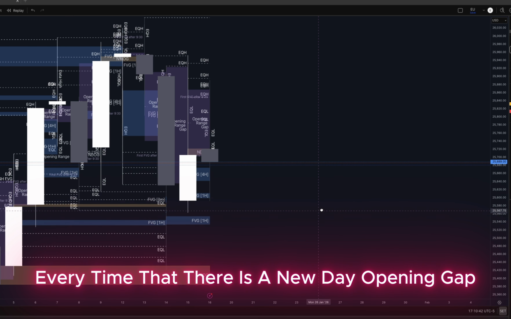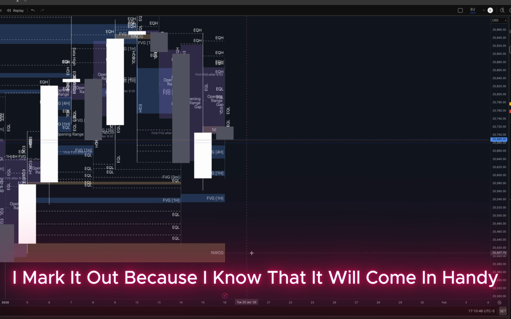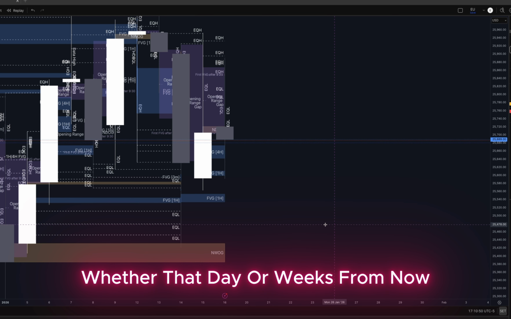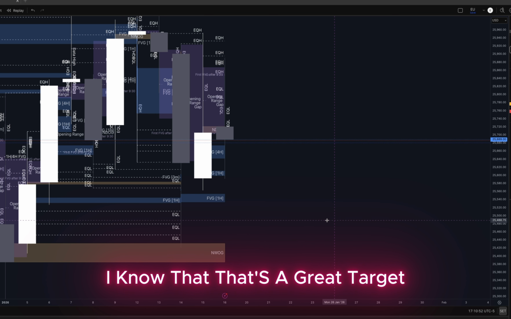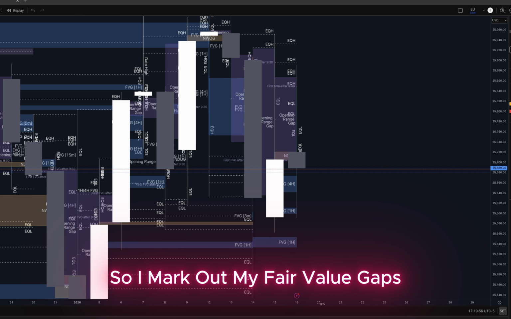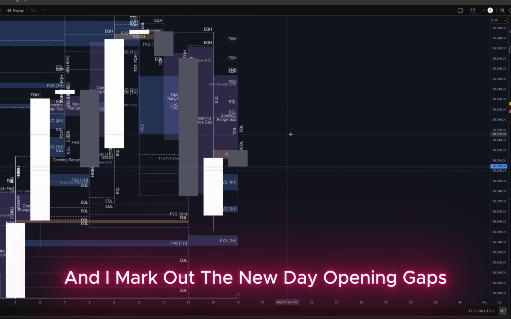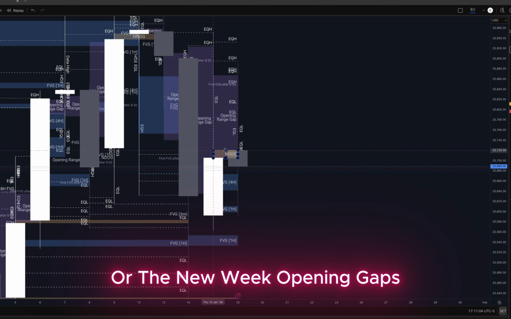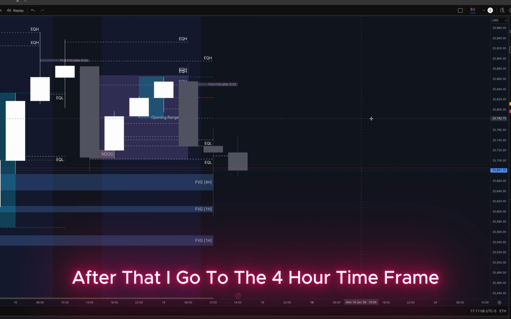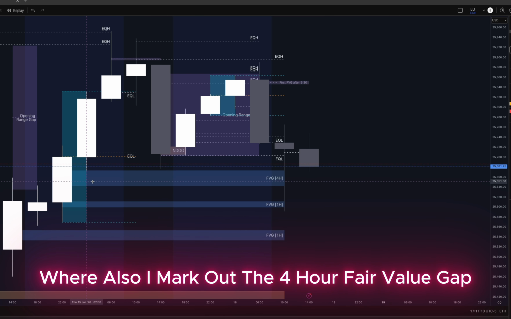Every time that there is a new day opening gap or there is a new week opening gap, I mark it out because I know that it will come in handy whether that day or weeks from now. I know that that's a great liquidity target every single time. So I mark out my fair value gaps and I mark out the new day opening gaps or the new week opening gaps. After that, I go to the 4-hour time frame where I also mark out the 4-hour fair value gap.